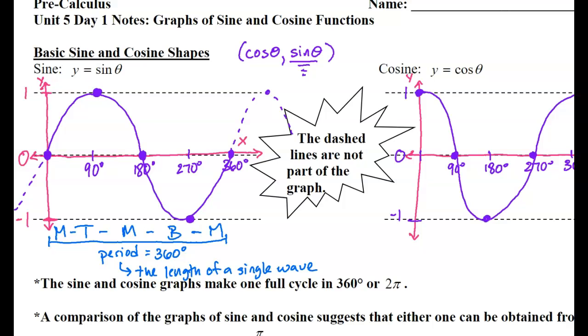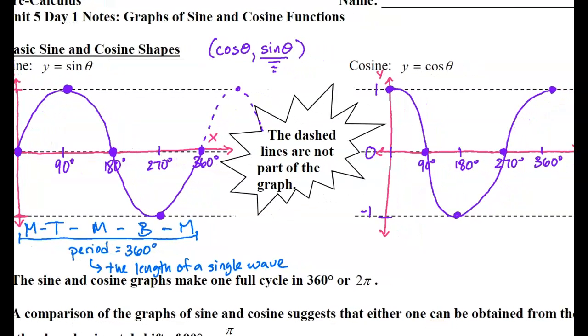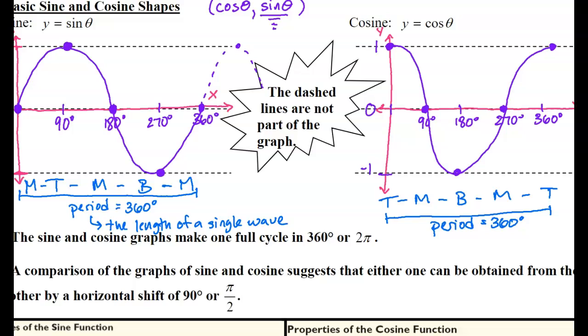Versus the pattern for cosine is we start at the top, go to the middle, go to the bottom, go to the middle, and go to the top. Also notice our period length is still 360 degrees. Remember, period is the length of a full wave. So our period is still 360. Which is what this little first asterisk says right below. It says the sine and cosine graphs make one full cycle in 360 degrees, or 2 pi radians.